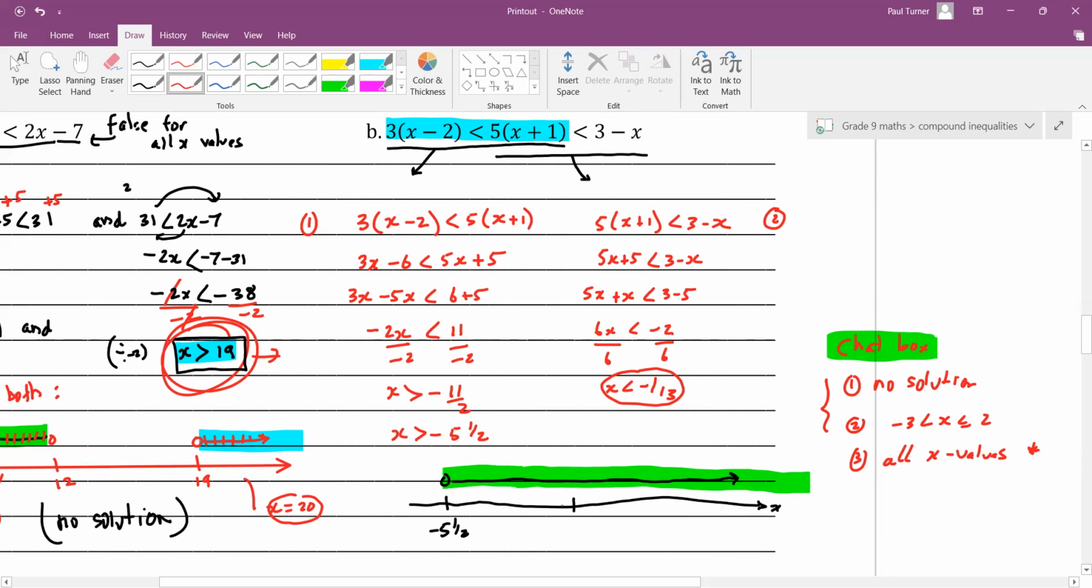So negative 1/3 is near 0. This is 0 here. So negative 1/3 is about here. So we're going to be less than that. See, less than negative 1/3. So we're going in this direction. Okay, so this is the blue line there.